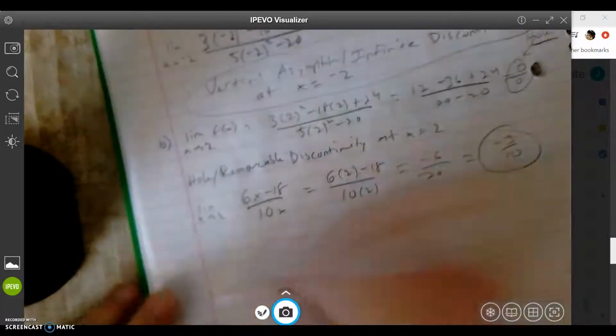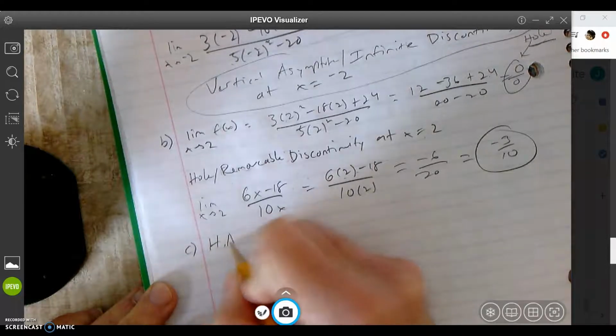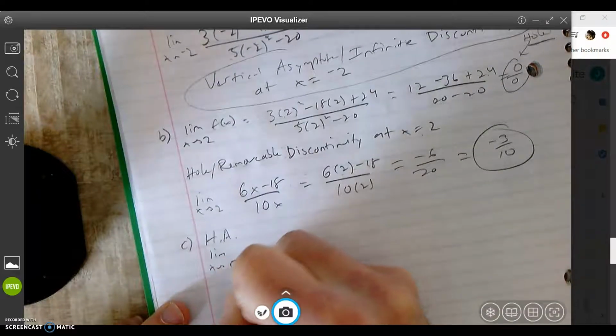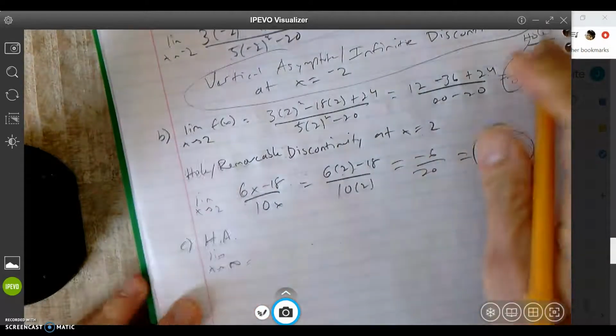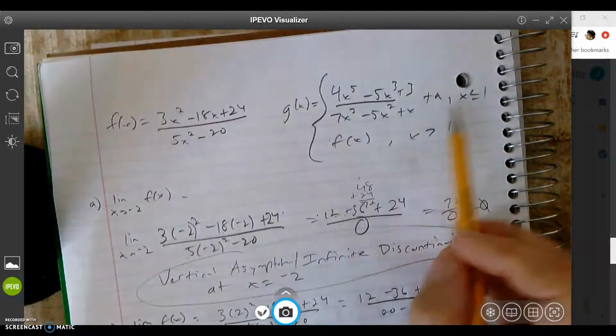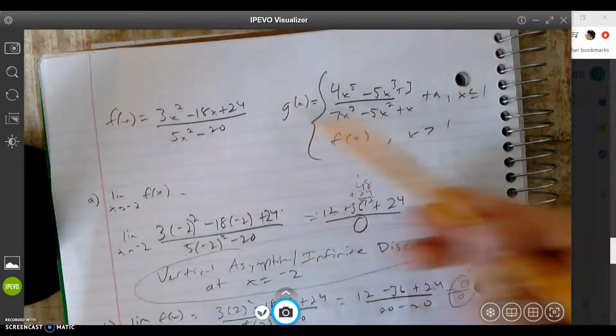Cool. All right, part C, horizontal asymptotes. So that's the limit as x approaches infinity. But in this case, there's also 2 things going on. So if I look here, the limit as x approaches -1 from the left goes here.